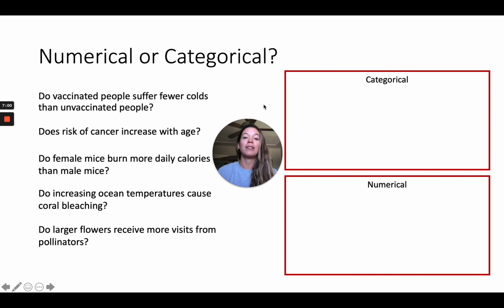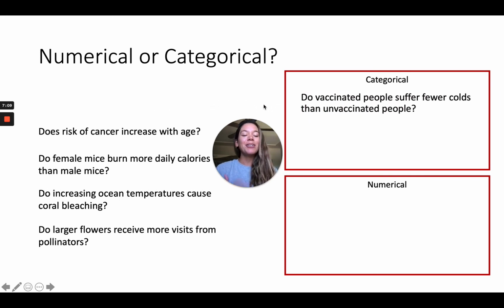The first one, do vaccinated people suffer fewer colds than unvaccinated people? If you chose categorical, you were correct. Vaccinated versus unvaccinated. These are different categories of people. Let's look at the next one.